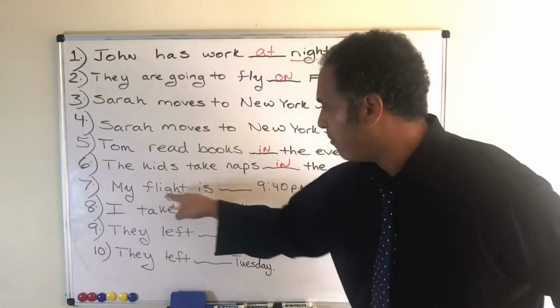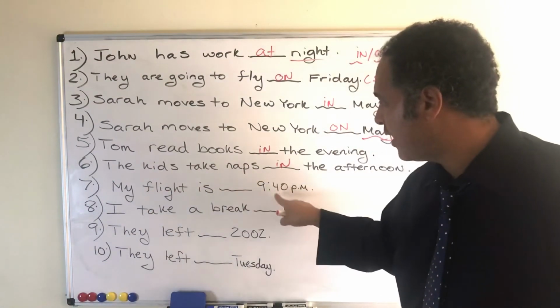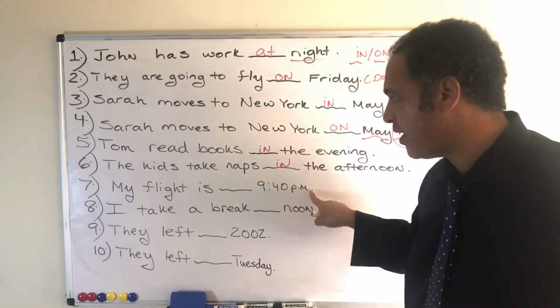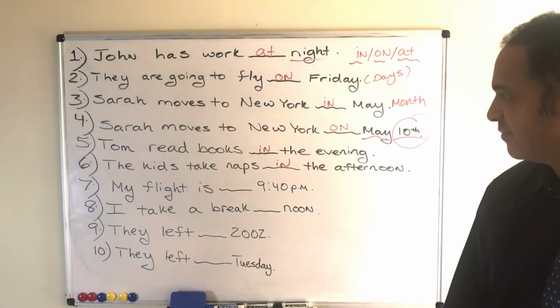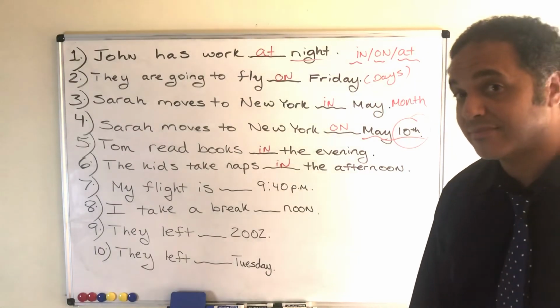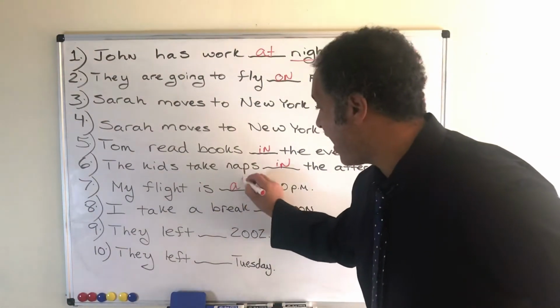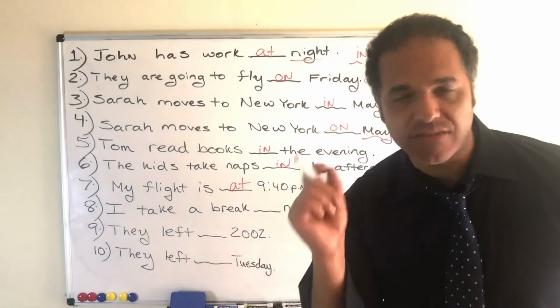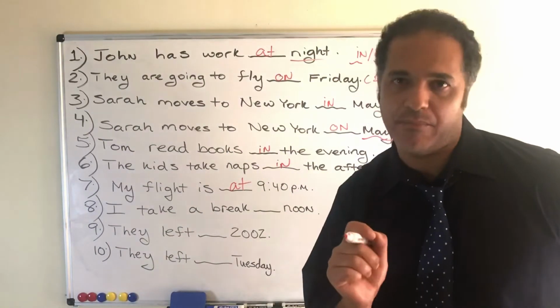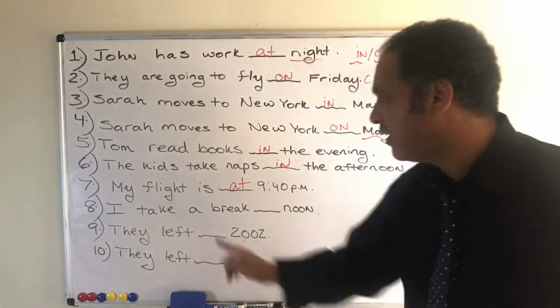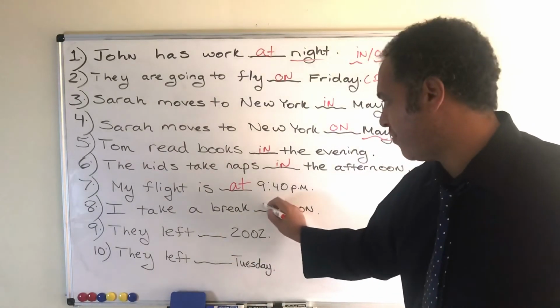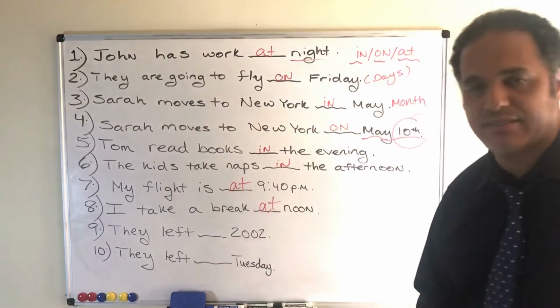Number 7. My flight is blank 9:40 p.m. How about this one? Okay, should be at. Because again, it's a very, very specific time. So anything that's really, really that specific, we use at. I take a break, same thing. At noon.